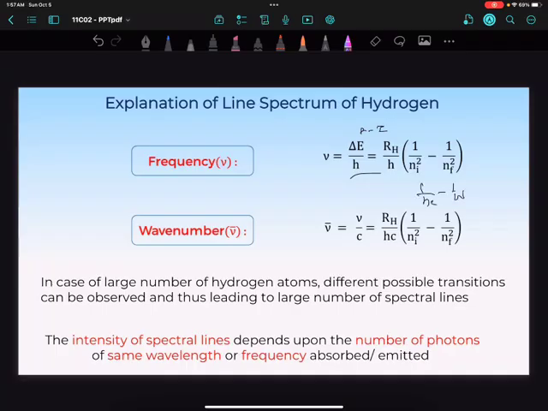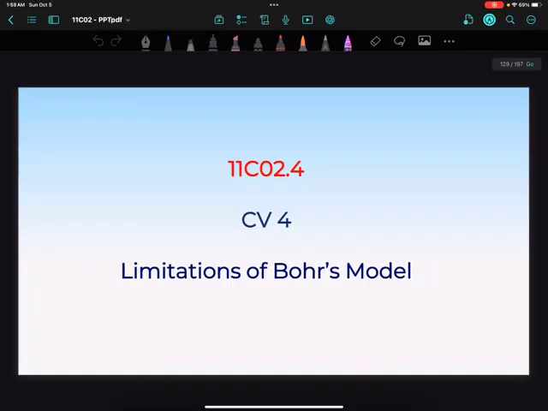In case of a large number of hydrogen atoms, the different possible transitions can be observed, thus leading to a large number of spectral lines. This is a very important point. The intensity of the spectral lines depends upon the number of photons of the same wavelength or frequency emitted.